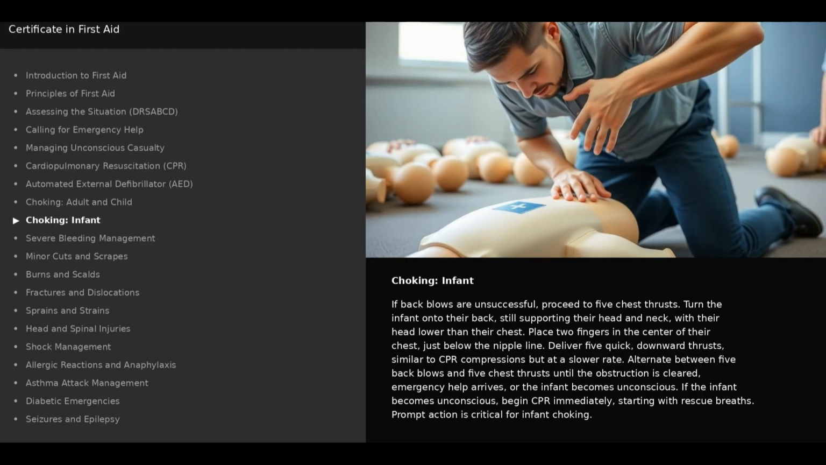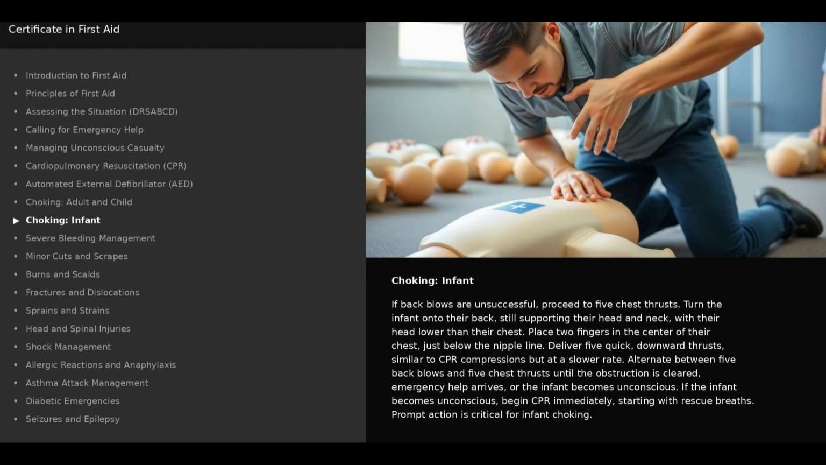Turn the infant onto their back, still supporting their head and neck, with their head lower than their chest. Place 2 fingers in the center of their chest, just below the nipple line. Deliver 5 quick downward thrusts, similar to CPR compressions, but at a slower rate. Alternate between 5 back blows and 5 chest thrusts until the obstruction is cleared, emergency help arrives, or the infant becomes unconscious.